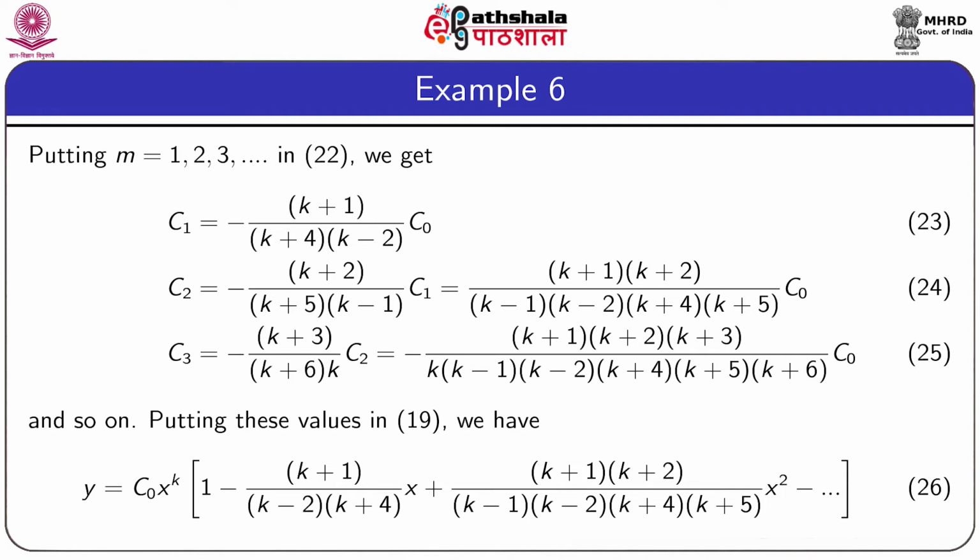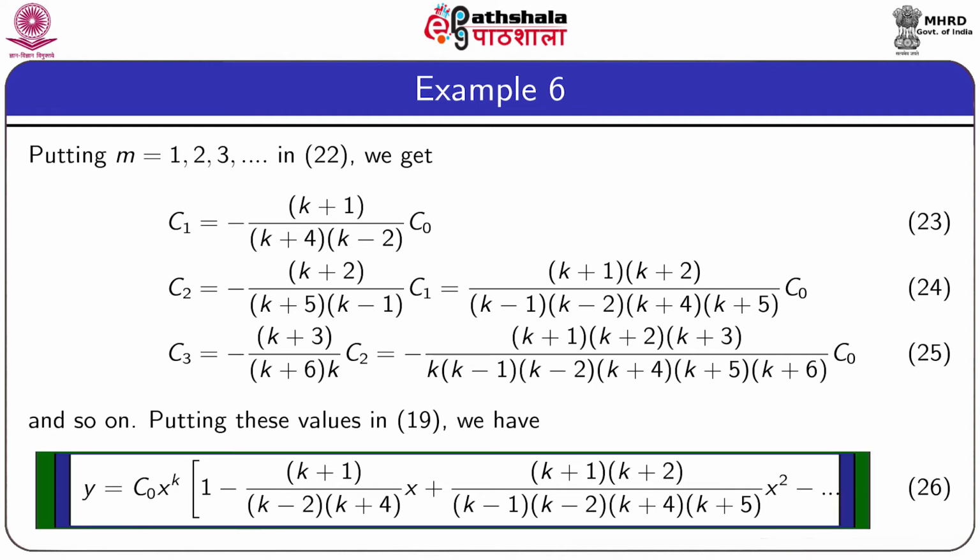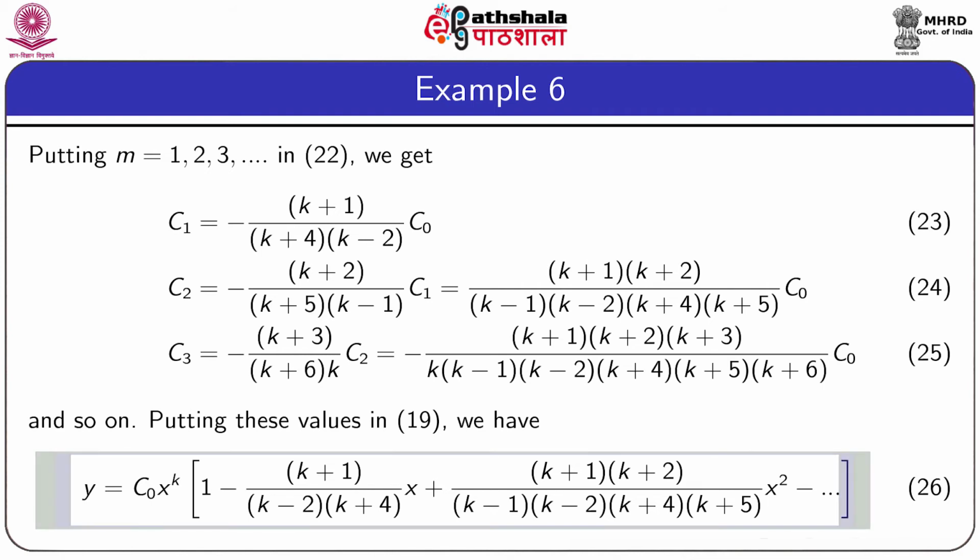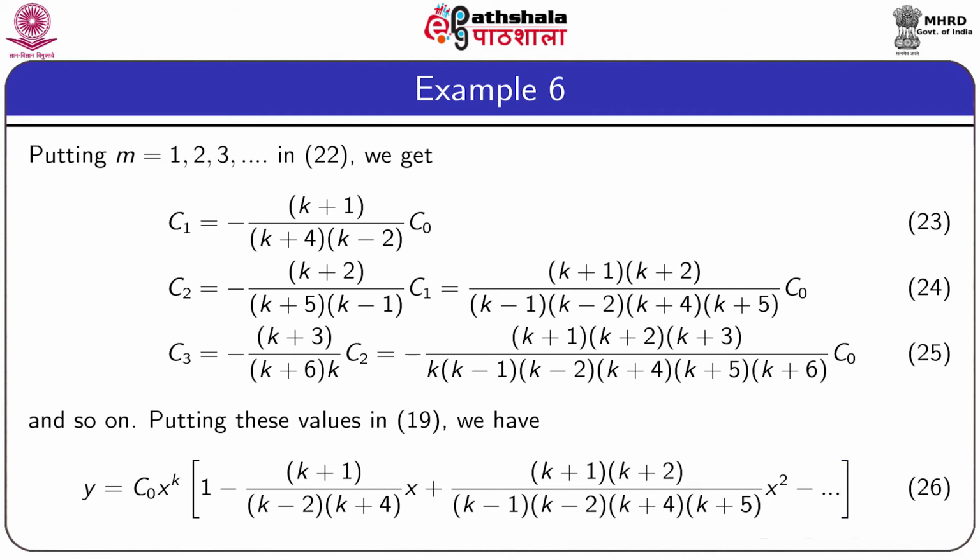Substituting these values in equation 19, we will get y equal to c0 x to the power k into 1 minus (k plus 1) divided by (k minus 2)(k plus 4) times x plus (k plus 1)(k plus 2) divided by (k minus 1)(k minus 2)(k plus 4)(k plus 5) x square minus and so on.